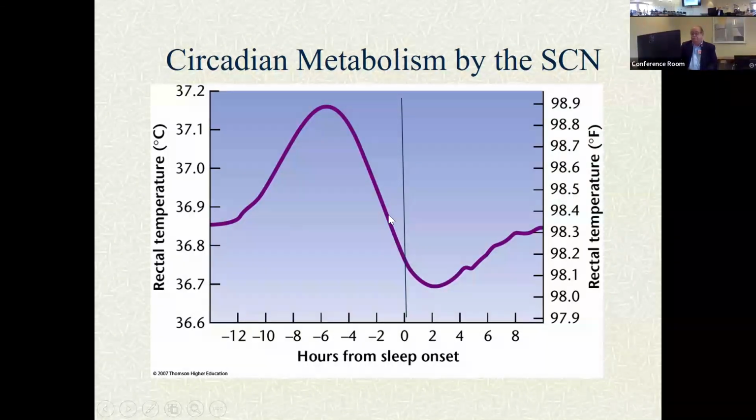Now, if we could measure this in everyone, then you would be able to have people come in and say, okay, I really can't sleep till 2 o'clock at night, and you'd be able to see whether or not their internal clock, that is their circadian clock, is in sync with their external clock.